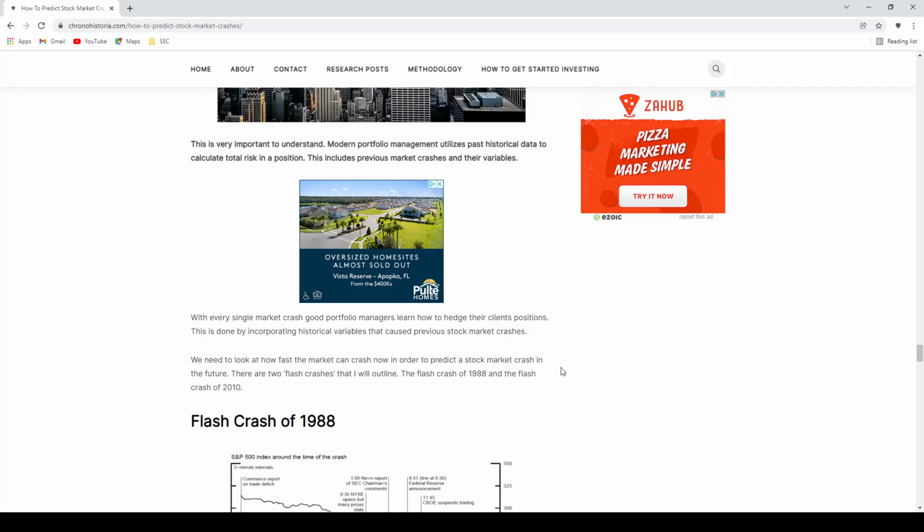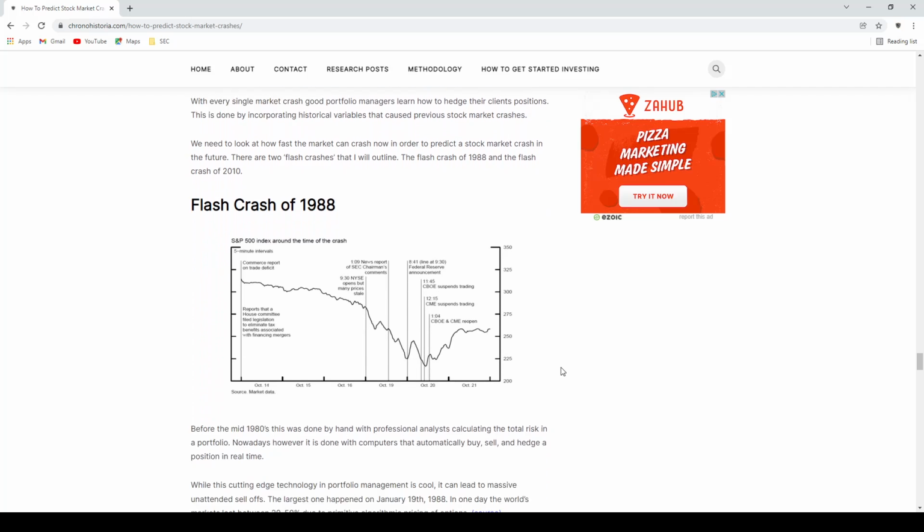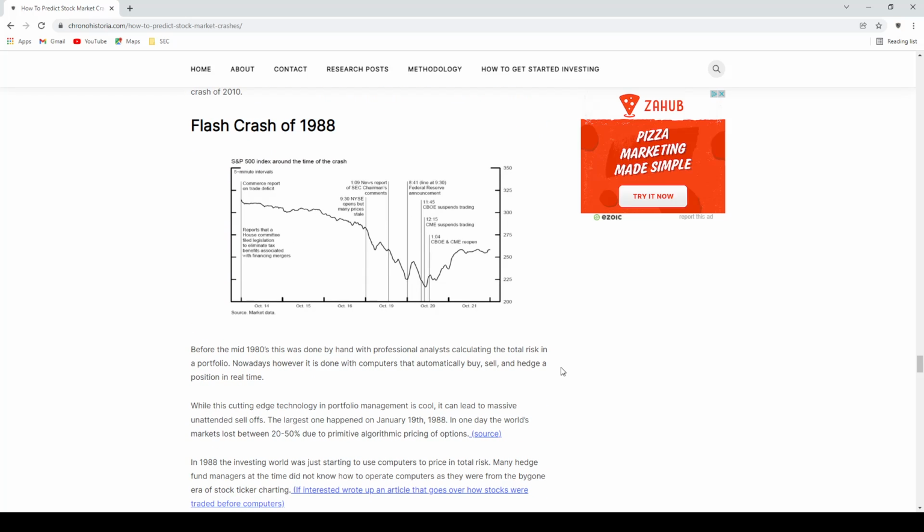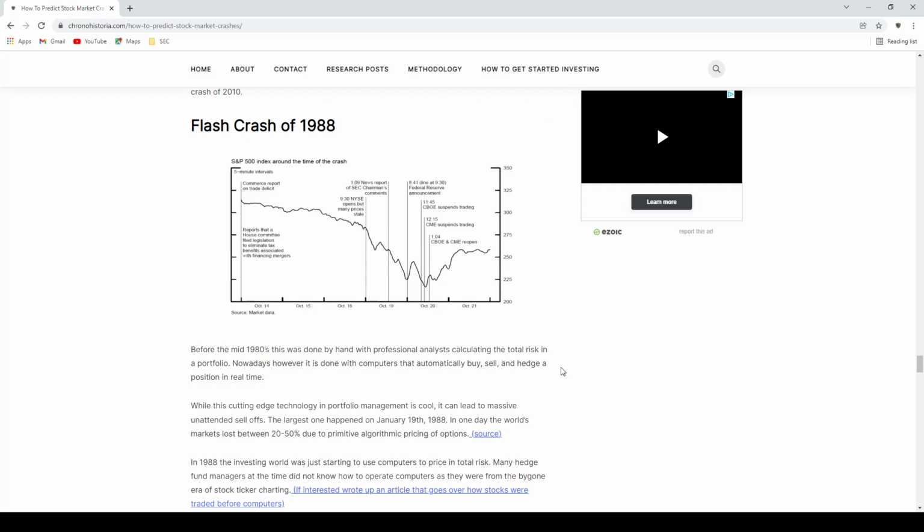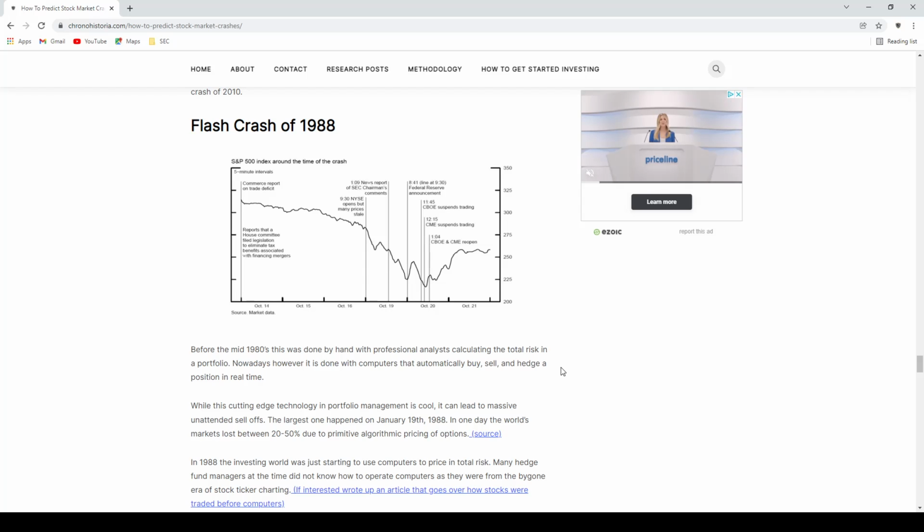So we're going to talk about 2 crashes. All right, and it's very important we remember how fast these crashes happen. First one's 1988, and the second one's 2010. The flash crash from 1988 lasted about 3 hours, and I think no one really knows what it was caused by, but a lot of experts agree it was caused by primitive algorithms and hedge funds buying and selling the spread and causing an order imbalance at the open on October 16th, as you see here in 1988, which caused the stock market to plummet.